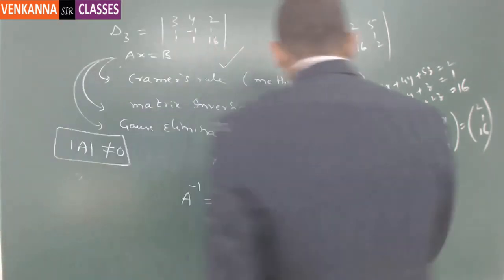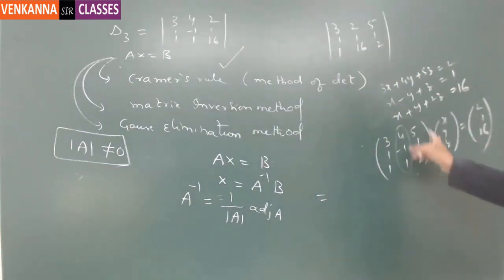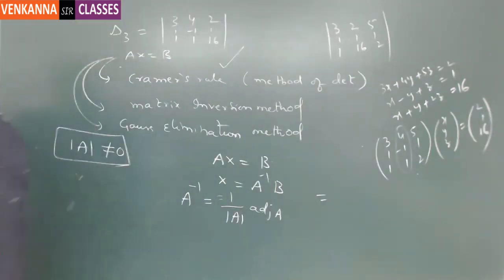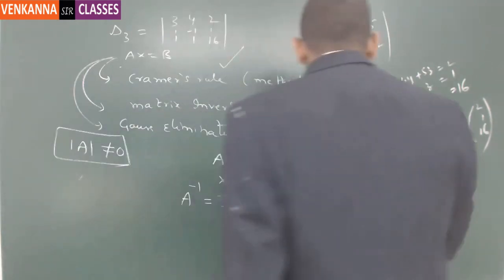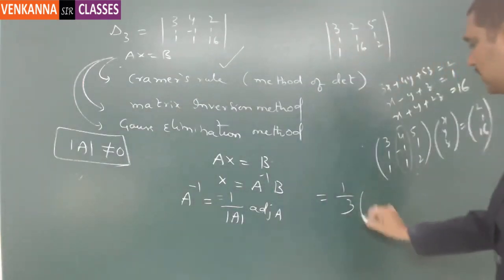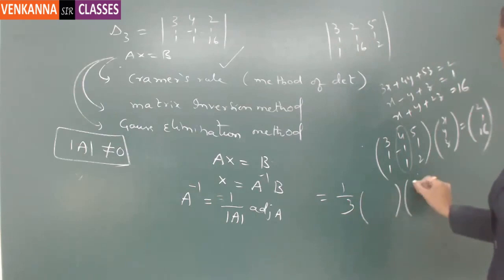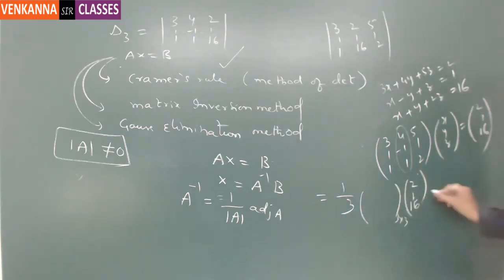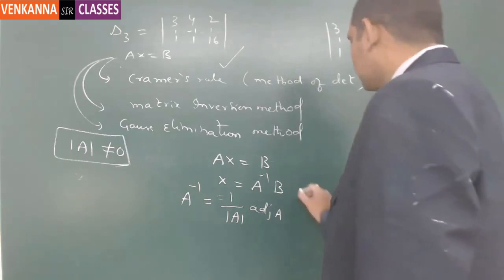So it is nothing but, suppose, can you say the determinant of this matrix, what it will be? The given matrix 3, 4, 5, 1, minus 1, 1, 1, 2, 3. So it is nothing but 1 by 3 into adjoint A of A you are going to find, and B is nothing but 2, 1, 16. So this is the 3 by 3 matrix. Now what happens on simplification, you will get 1 by 3 into 3 numbers. So you will get X, Y, Z. So here X is nothing but XYZ.